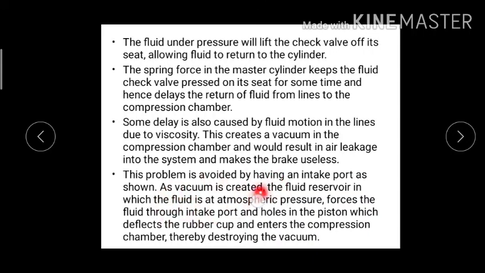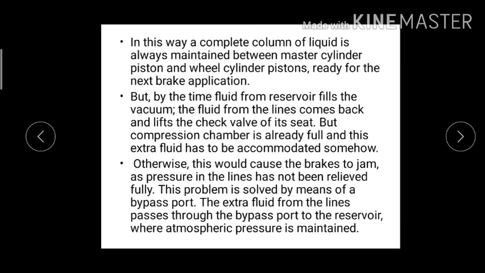So to avoid this formation of a vacuum, the fluid reservoir, which is at atmospheric pressure, is passed through the intake port and into the holes in the piston, and it fills the compression chamber with oil and takes out the vacuum which is created inside the compression chamber. So after the intake port makes the oil fill into the compression chamber, that complete column is filled with liquid maintained between the master cylinder piston and the wheel cylinder piston, ready for the next brake application.